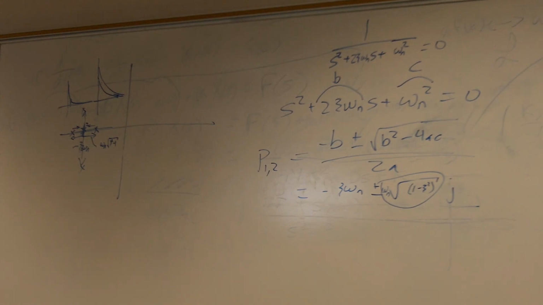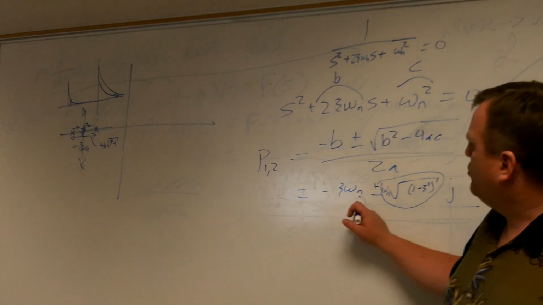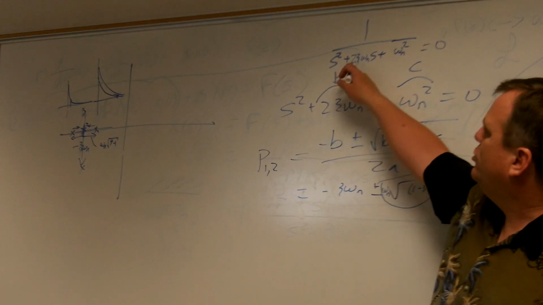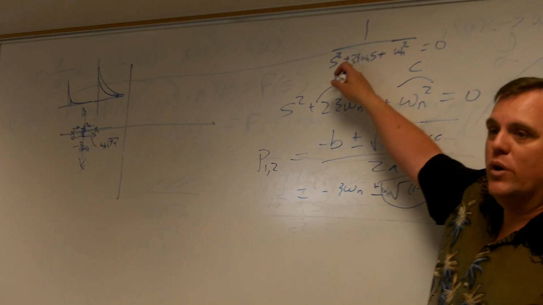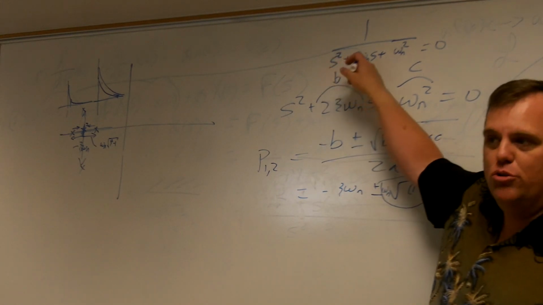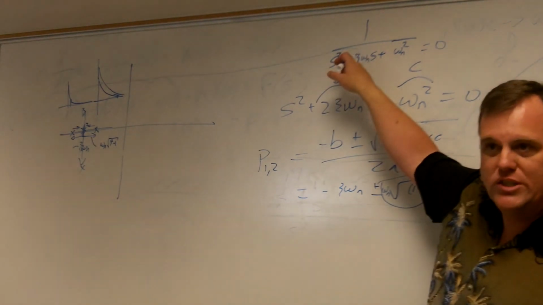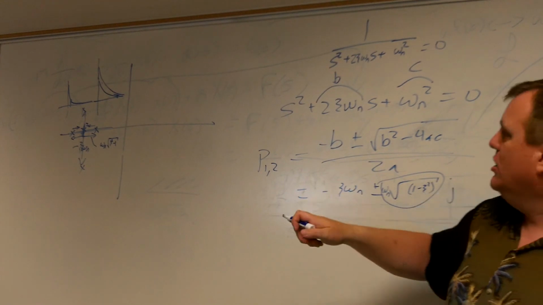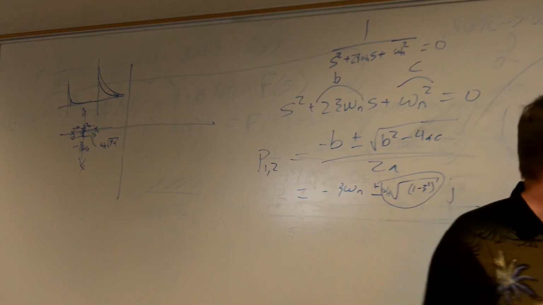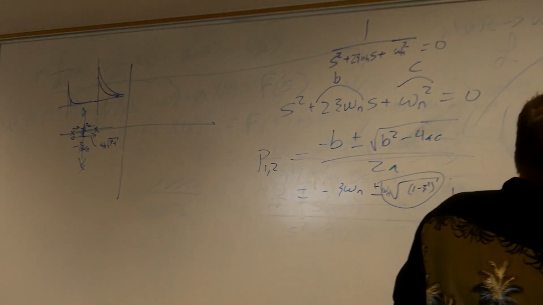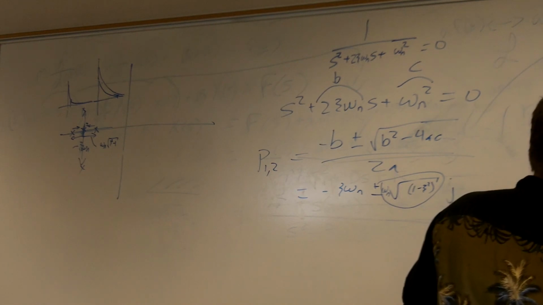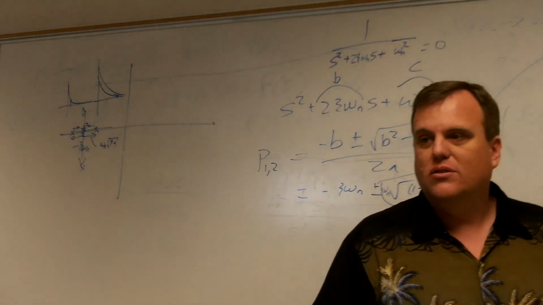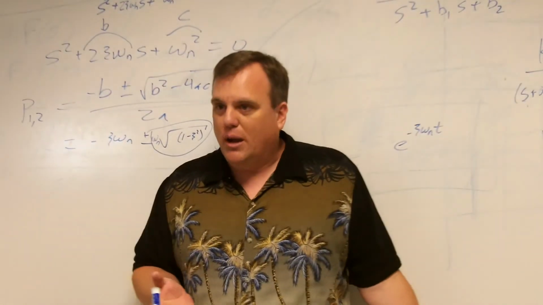This is the first time it does. And if you look at it, this one right here is 2 zeta omega n. Remember when we completed the square? We picked 2 times whatever our damping value was. That was our A. 2 times A, we completed the square. So zeta omega n was the part that goes in e to the minus zeta omega n t. That's your envelope.